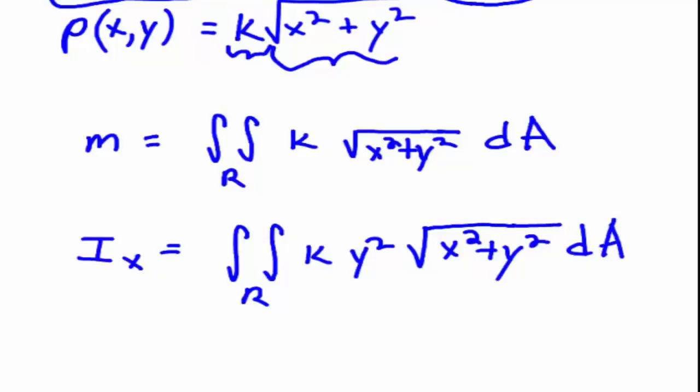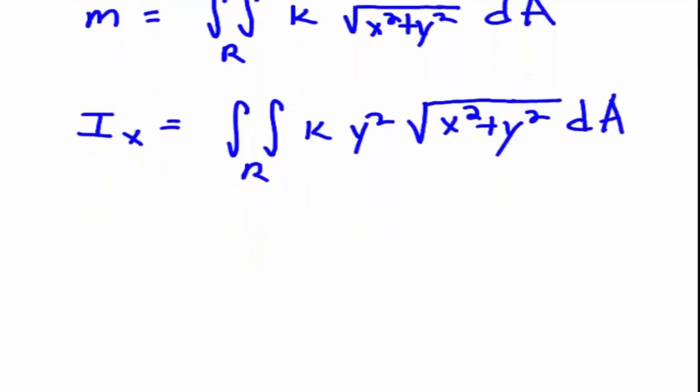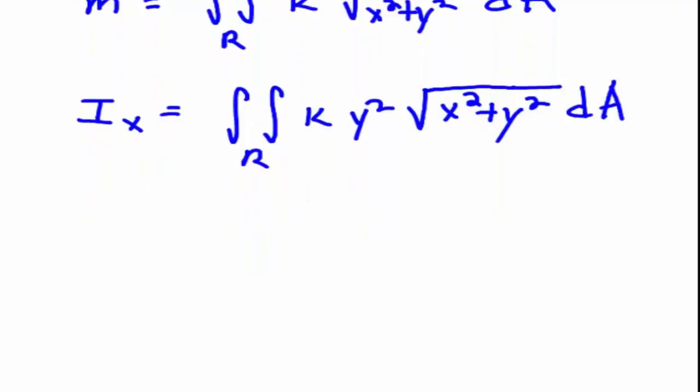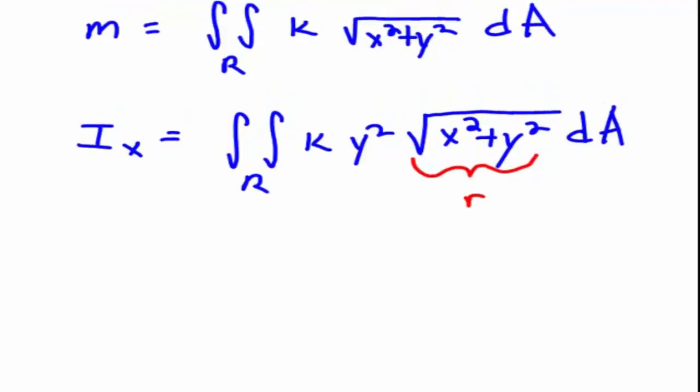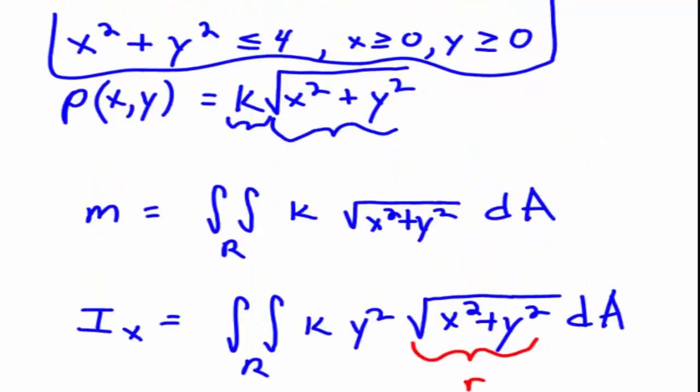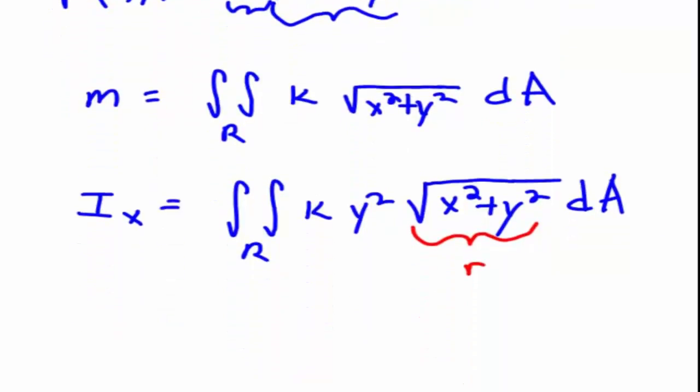Okay. I don't think you would want to evaluate this in rectangular coordinates. So let's switch to polar. First of all, in polar coordinates, the square root of x squared plus y squared is just r. And the region itself, remember, is the quarter circle, x squared plus y squared is less than or equal to 4 in the first quadrant.